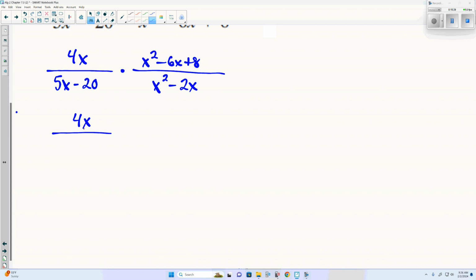5x minus 20, we'd factor out 5, leaving us with x minus 4 times. Which one do we want to factor next? The bottom one, x squared minus 2x. We can factor out an x, leaving us with x minus 2. Almost. 4 is part of the answer. So negative, negative, x and x, and yes, 2 and 4.